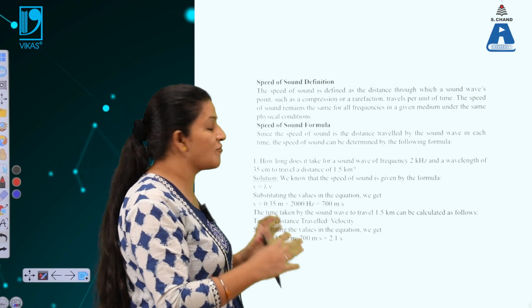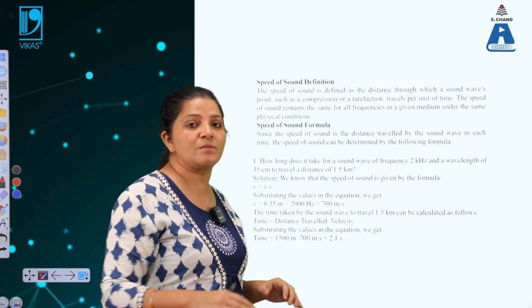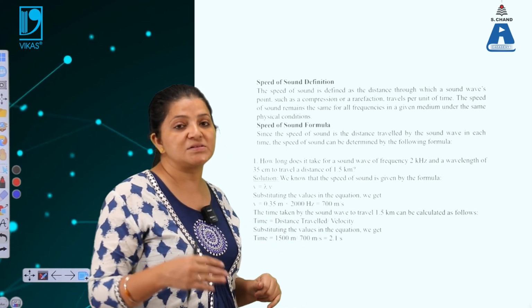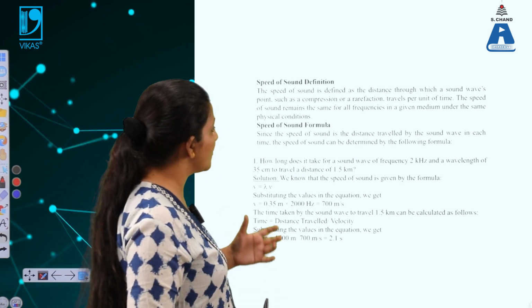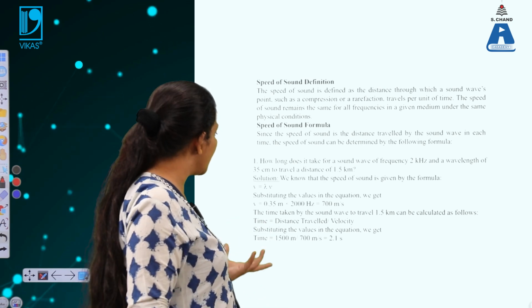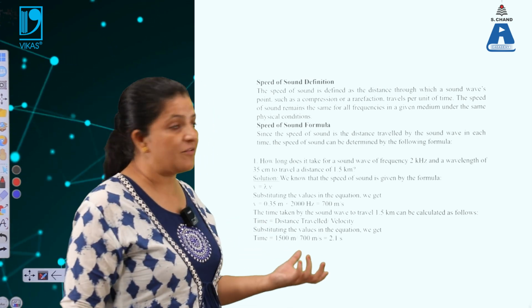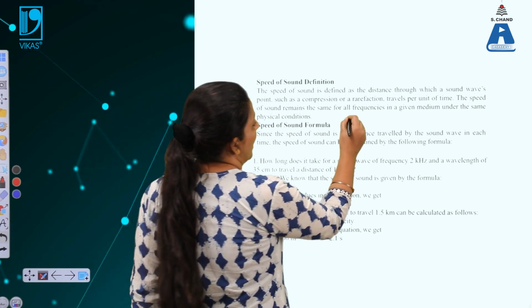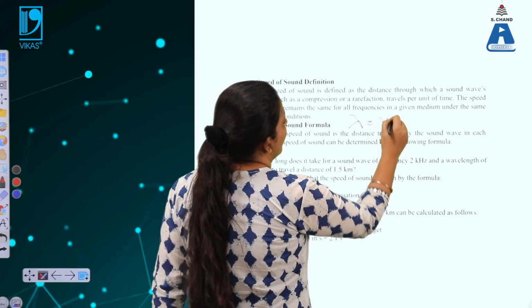So the speed of the sound waves will always remain the same. That means the medium does not affect it. The speed of the sound waves can be calculated by the following formula. How can we calculate it? We know that the wavelength of a sound wave, lambda, is equal to V by F.